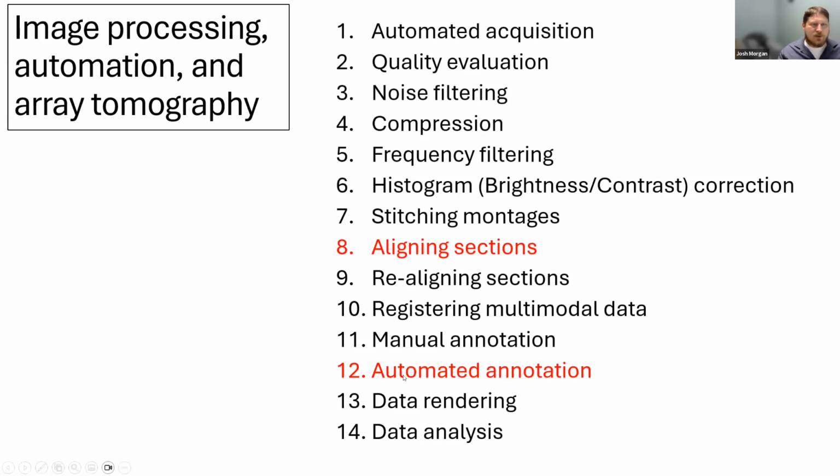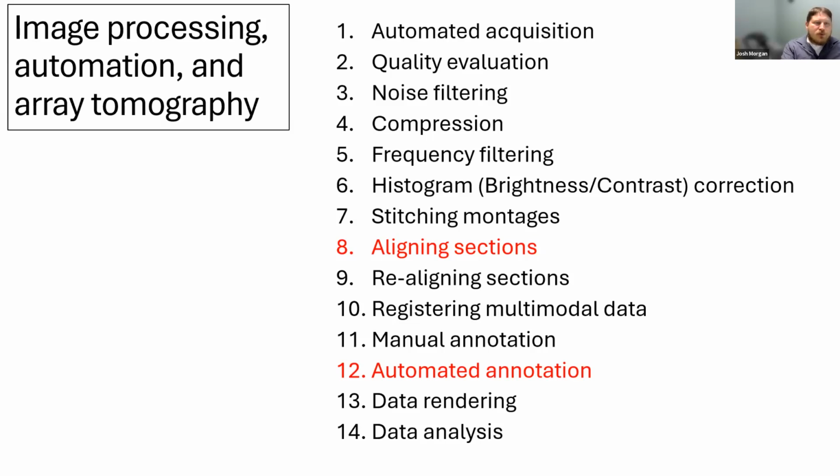I've highlighted these two in red though. And that's because these are the two steps where the image processing can really become a bottleneck or a barrier to getting the biology. So a lot of this stuff is useful in automating the process and making the process better. But image alignment, as Mark mentioned, is really critical for array tomography and can be a real challenge, and especially as you scale up and acquire larger volumes, both image alignment and automated annotation can be the most time-consuming steps of this whole process.